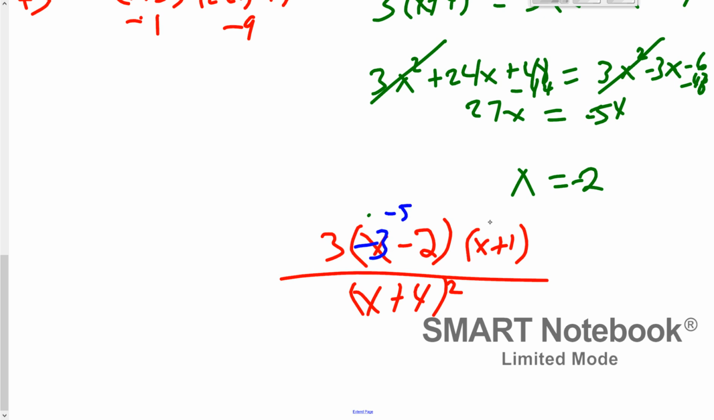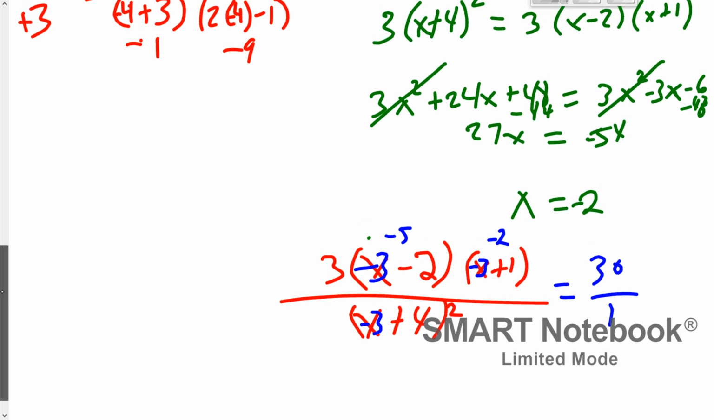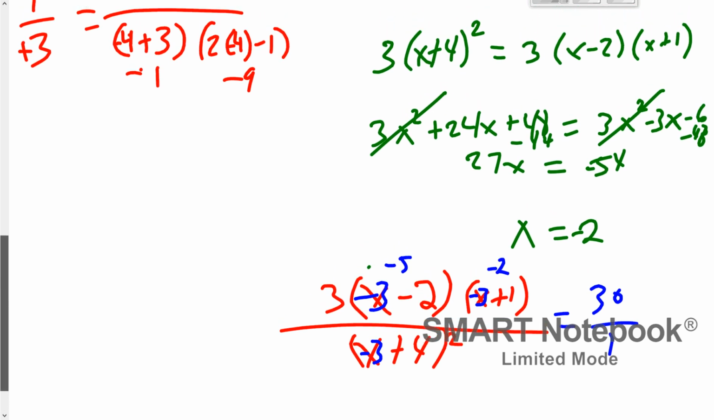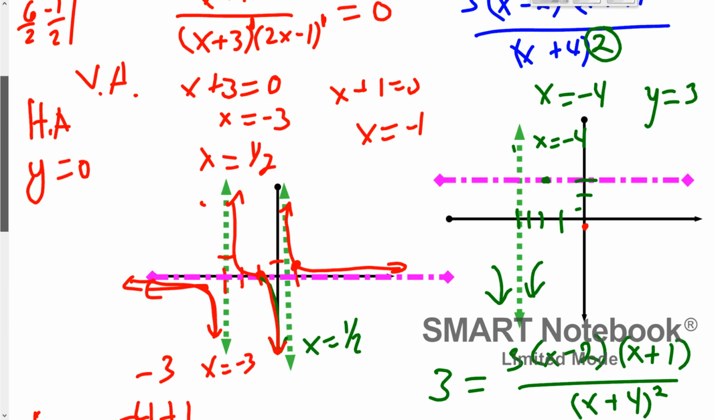I get negative 5, I get negative 2, and I multiply those, I get 30 on top. Negative 3 plus 4 is 1, so I get 30. So at negative 3, I'm at 30. That means I'm somewhere way up here. I'm going to go through these 2 points and approach that vertical asymptote.